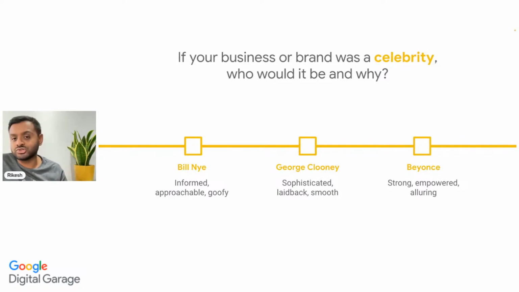So for example, if we take George Clooney, the George Clooney brand is all about being sophisticated, laid back, and smooth, which attests to George Clooney as the individual, as the human there as well. So think about first of all writing down, and this is something we'll look at in a few moments' time, a handful of words that you believe really embody your business, your brand, essentially.